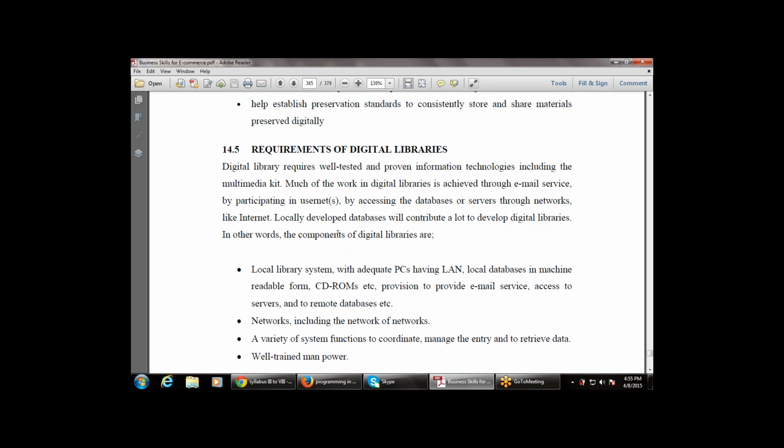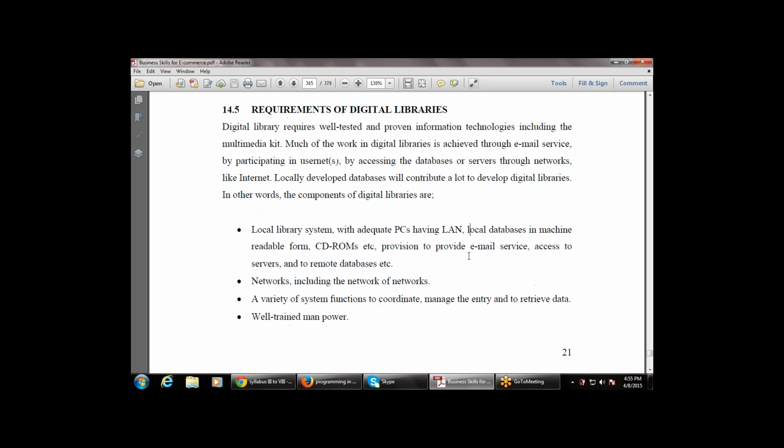Locally developed databases will contribute a lot to developing digital libraries. In other words, what are the components of digital libraries? First is the local library system. Local means there will be a local library system used with adequate PCs having a LAN, local databases in machine-readable form, CD-ROM, etc., to provide email service, access to servers, and access to remote databases.